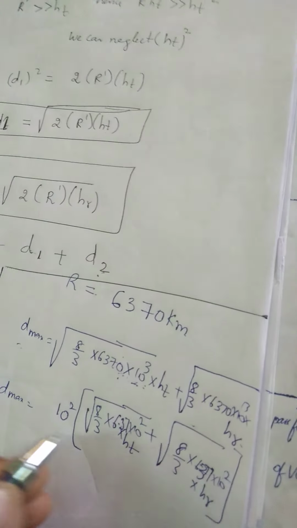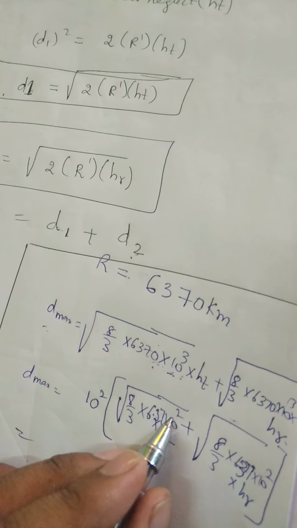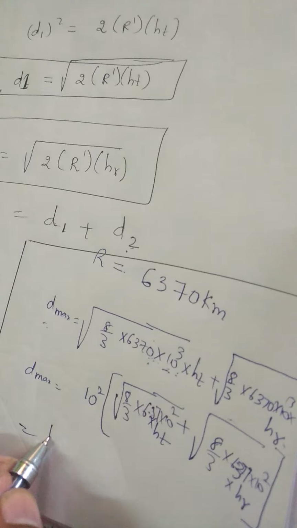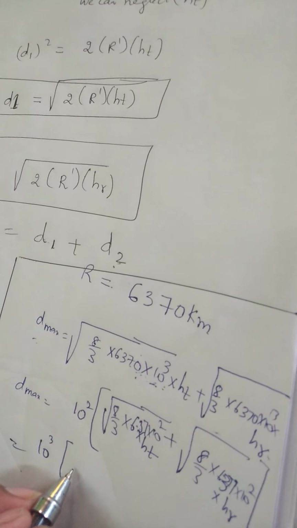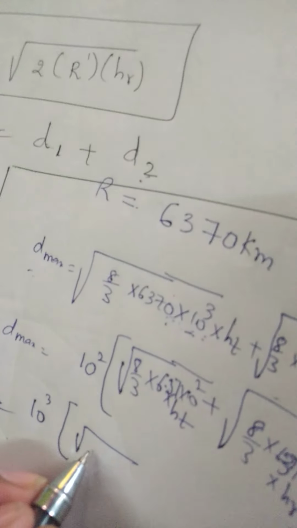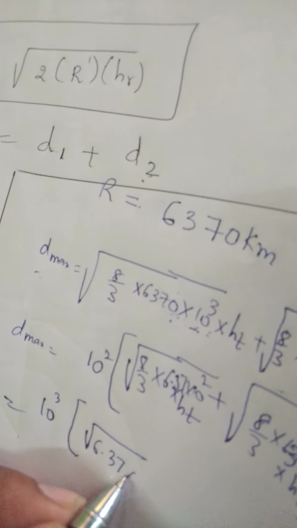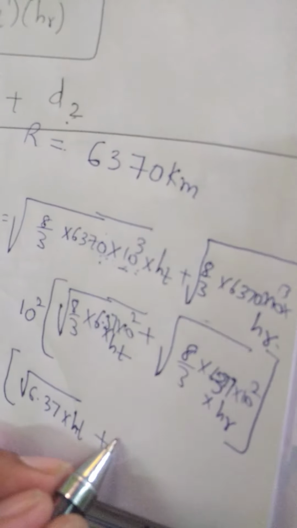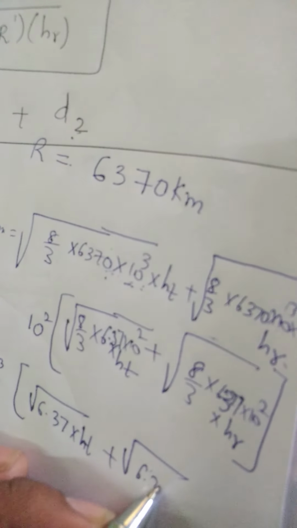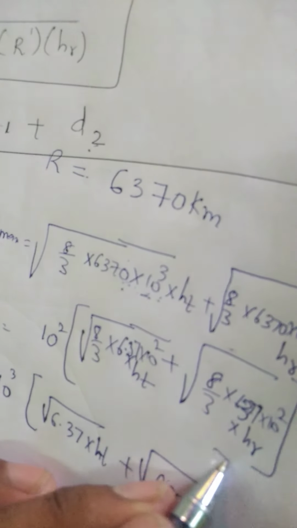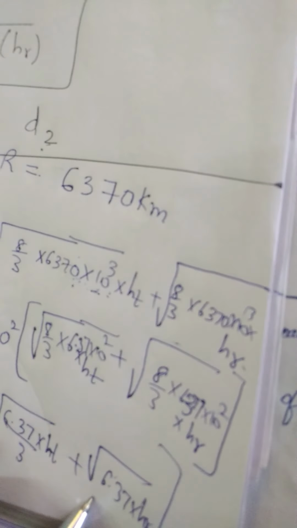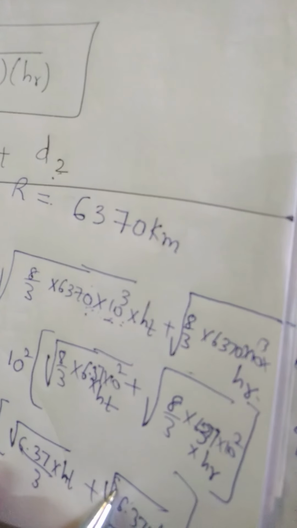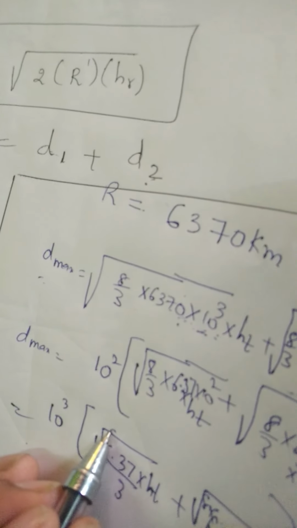By doing this, we can write the 10 power terms outside. So we can write 10 power 3 into what is left inside the root now: root of 6.37 into ht plus root of 6.37 into hr, by 3. Here also by 3, and we had 8 into, and here also we had 8 into.